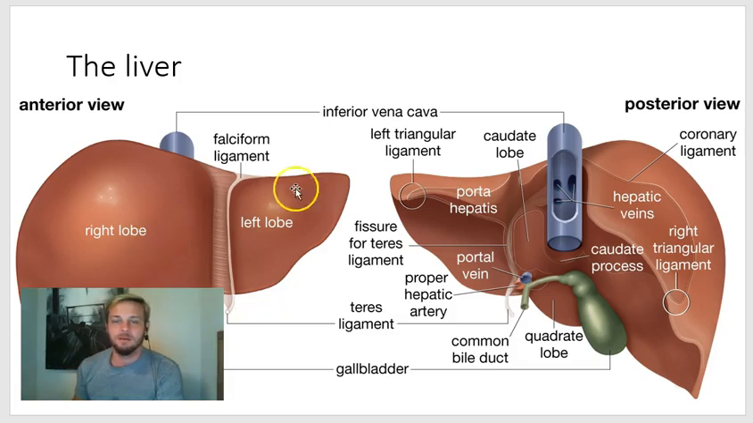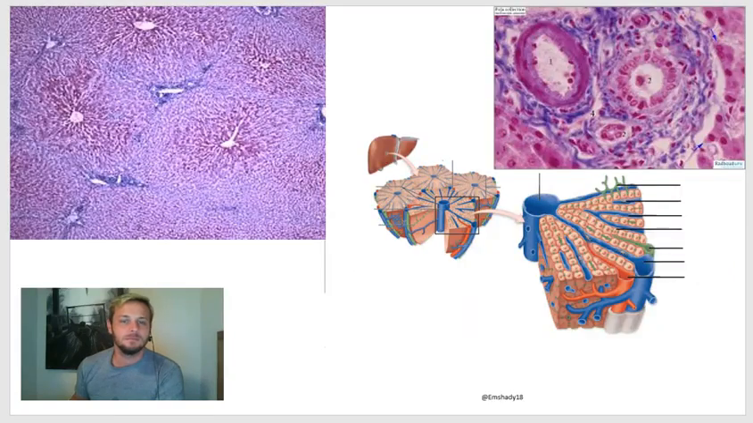So here again, right, left, caudate. Looking here at a slide, you can see that central canal, and when you come out over here is where you can see that triad.